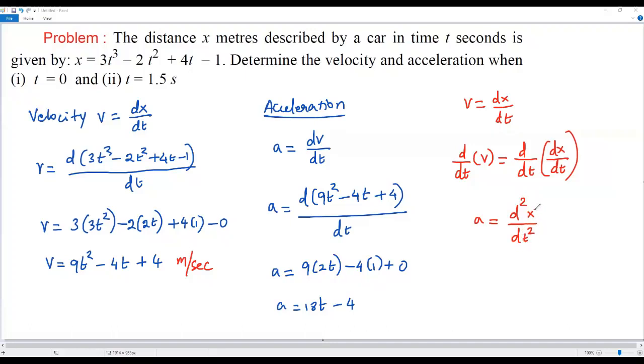Look at here, we have x in the numerator, and the unit of x is meters. Here we have t square. The unit of t is seconds, but for t square it has to be second square. So the unit of acceleration is going to be meter per second square. Now we have the velocity and acceleration in terms of t, and also the units for velocity and acceleration. Now we have to find the velocity and acceleration at t equal to 0 and t equal to 1.5 seconds. Let me do it on the next page.